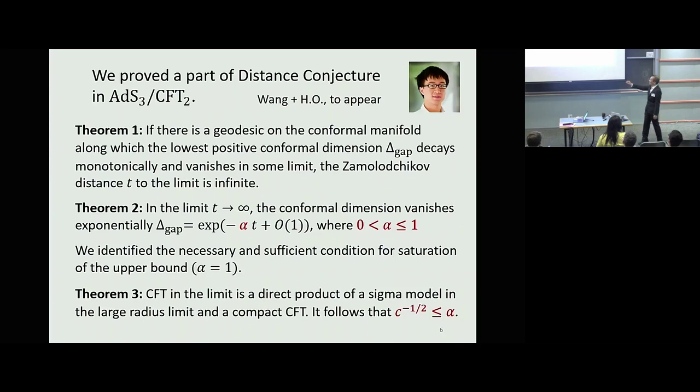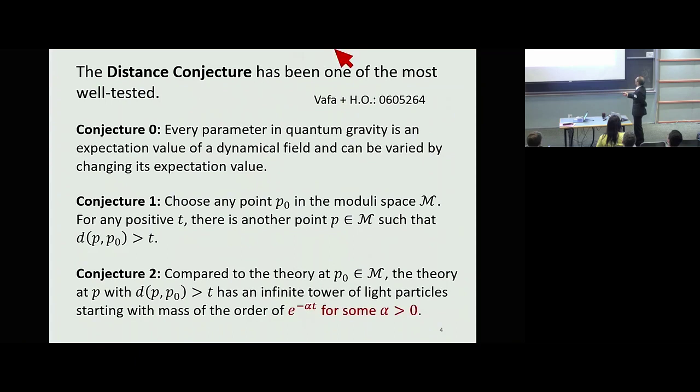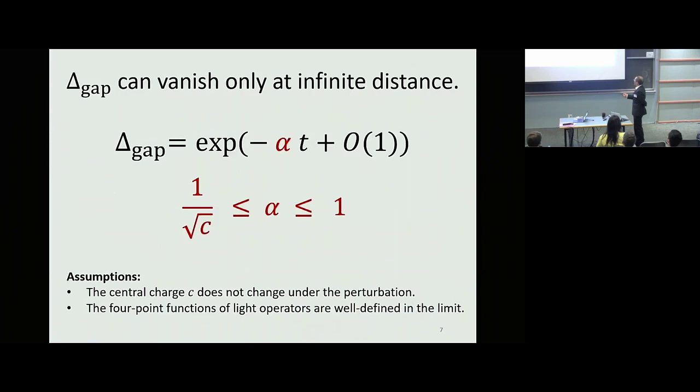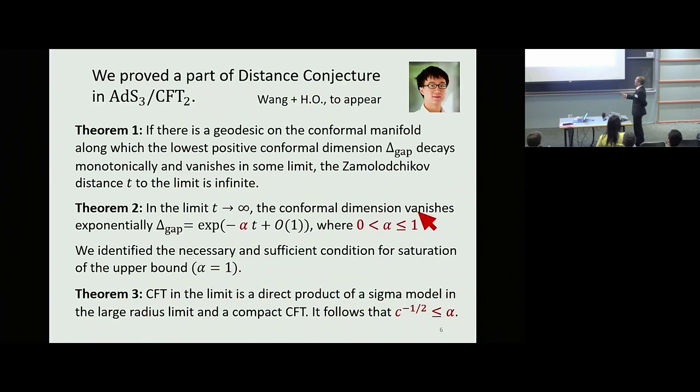The second theorem is that in that limit, the conformal dimension vanishes exponentially like this. And so this was what was conjectured by Kumar and me 18 years ago. But in this case, actually, we can prove that there is this exponential decay. And moreover, we can give an upper bound on this coefficient alpha. So I'm going to explain these two theorems first. And then, in fact, moreover, we can identify the necessary and sufficient condition when this upper bound gets saturated.